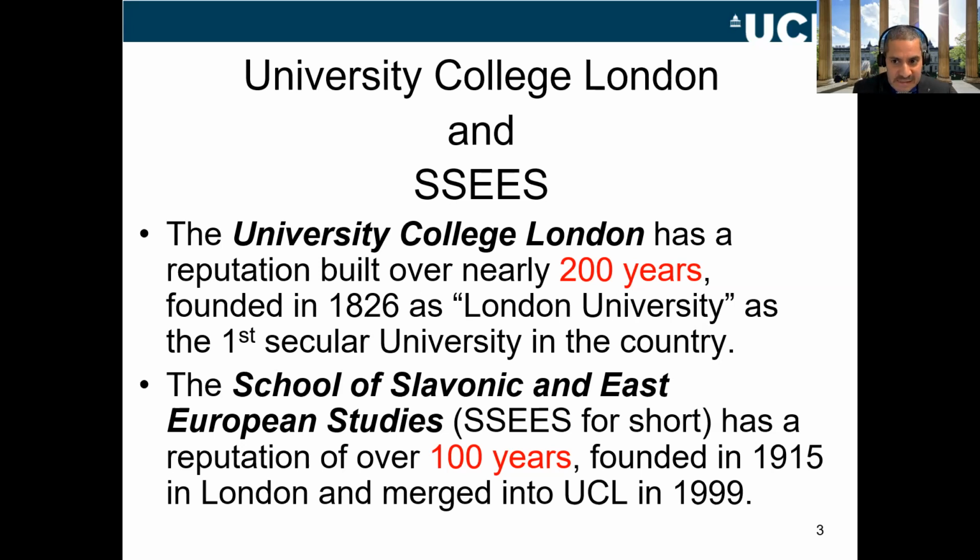What about SSEES itself? The School of Slavonic and Eastern European Studies, SSEES for short, has a 100-year history. So it's also a very long-lasting and very well-established institution, and was founded in 1915, in a very tumultuous historical moment.